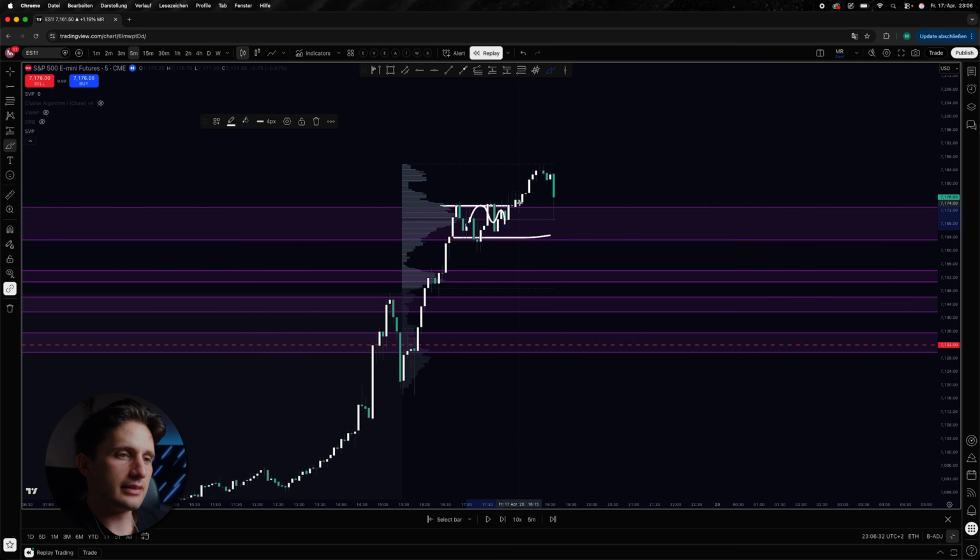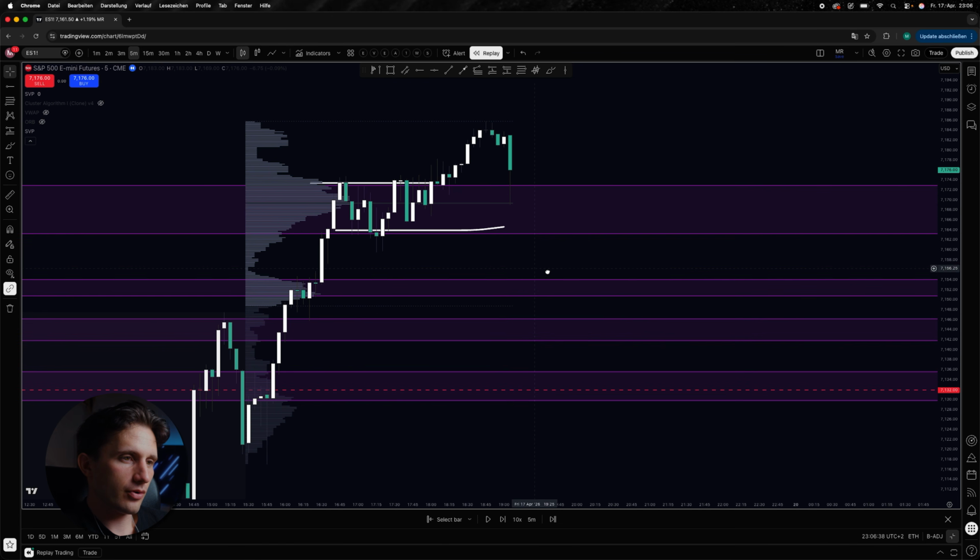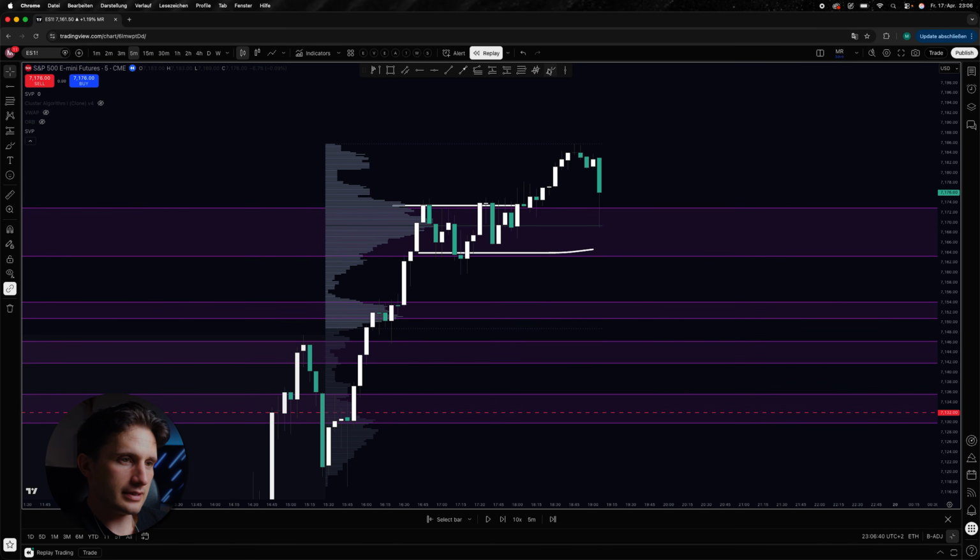So I won't be in this phase as well. You can see, if you get more and more confident, you can take this break down and this break back in for your long position. Why? It's because the market created here a range.